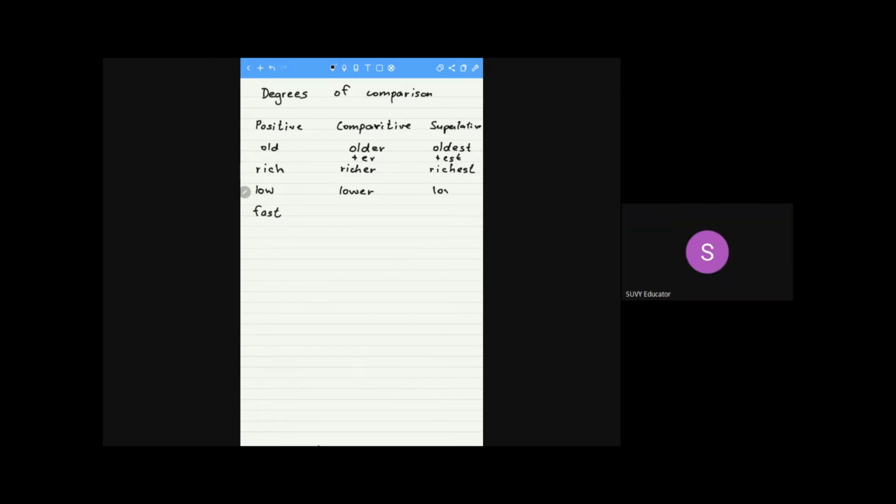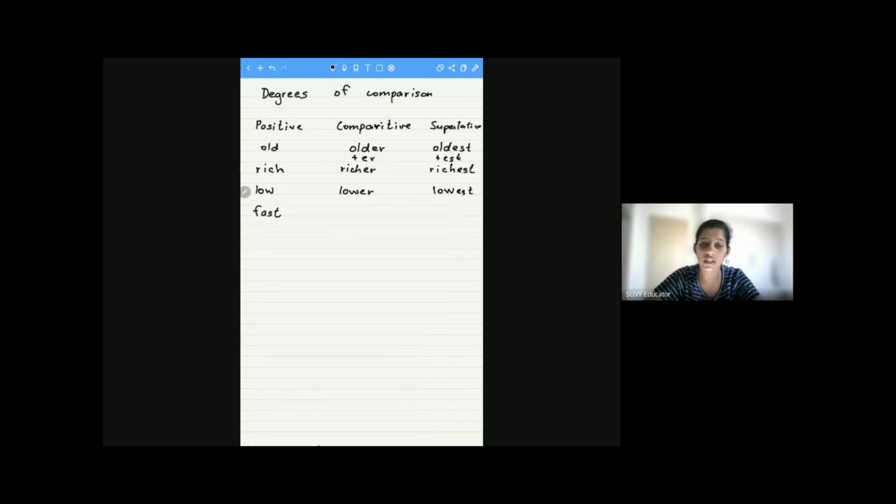It becomes lower, lowest. Okay. So next, the same way for fast. So this has just a single vowel, a. Okay. So what you do is fast and er. So it becomes faster. And similarly, fast and est becomes the superlative degree, fastest.